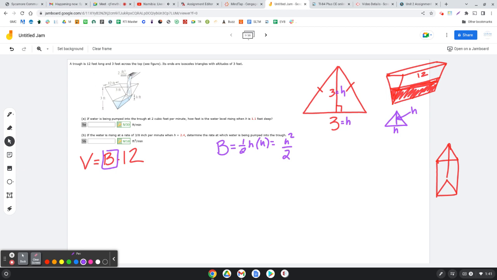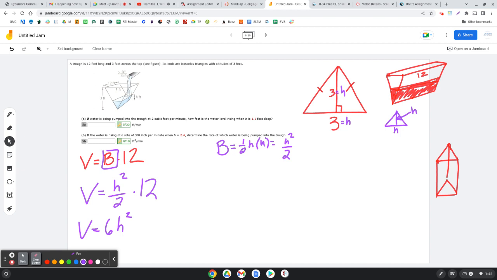I told you that most of your questions were going to be from geometry. We haven't done any calculus yet. It's in terms of h because you're trying to find the rate of h. Yeah, we want to find dh/dt. Maybe I should have started with that. Okay, so volume is going to be h squared over 2 times 12. So our volume is going to be 6 h squared.